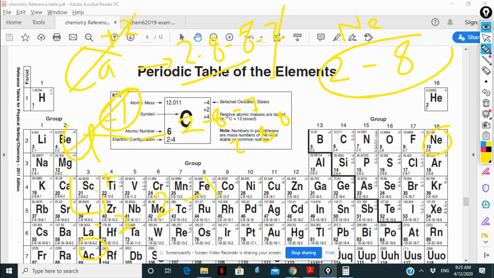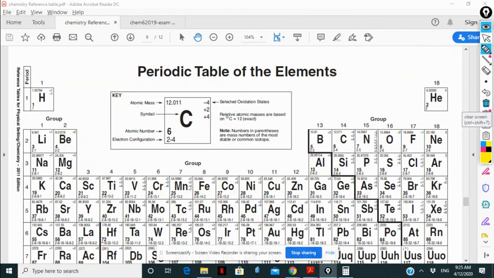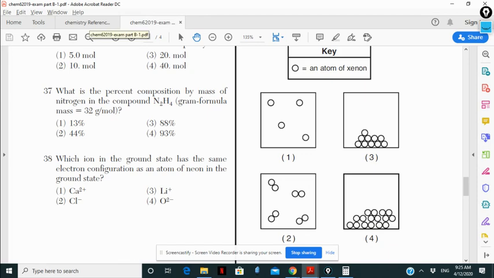Lithium is 2, 1. When it's missing 1, it's going to be only 2. It's not like neon. And if you're looking at oxygen, it's 2, 6, and negative 2, I add 2, so it's 2, 8, the same as neon, so the answer is oxygen. The answer is oxygen, so the answer is number 4.